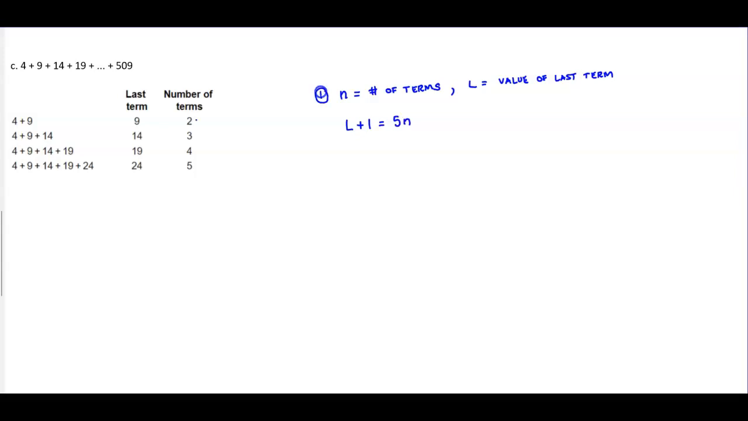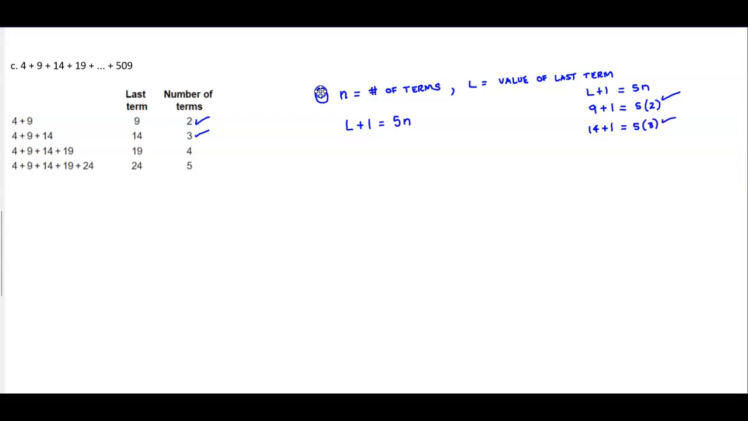So again, let's check the first one here. We know that the last term in the first one is 9, and if we add 1, that's going to give us 10. Now, if we take the number 5, we're going to multiply it by 2, which is the number of terms. So again, this is L plus 1 equals 5 times n. That gives us 10 equals 10. Let's try the next one. What is the last term? The last term is 14. If we add 1, that gives us 15. Now 5 times how many terms are there in the sequence? 3. So therefore we can verify that.